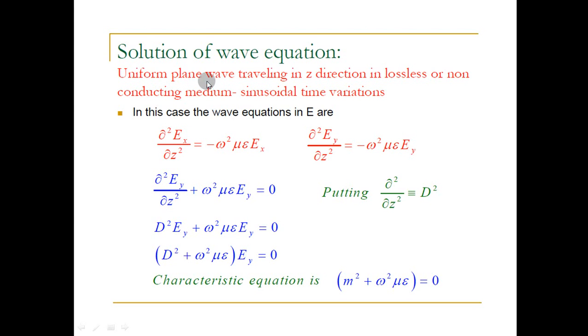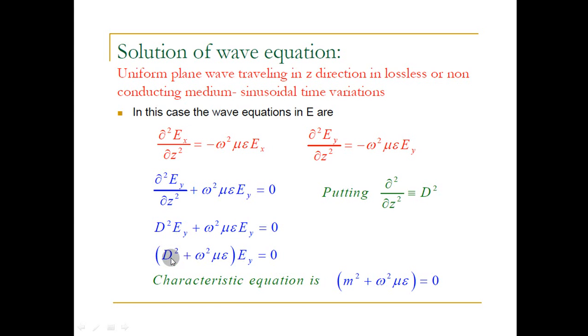The solution of the wave equation for a uniform plane wave traveling in the z direction in a lossless or non-conducting medium with sinusoidal time variation. We know that del square Ex by del z square is equal to minus omega square mu epsilon Ex. Putting those values, the second order derivative can be rewritten as d square Ey plus omega square mu epsilon Ey is equal to 0. From this equation we can derive the next equation.